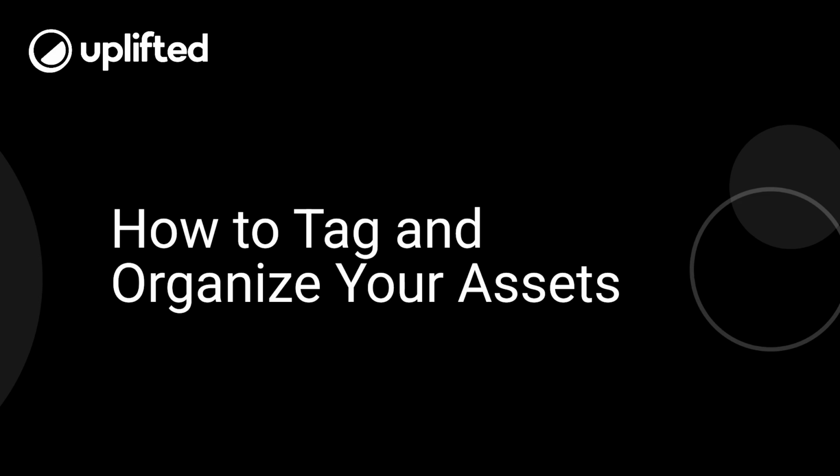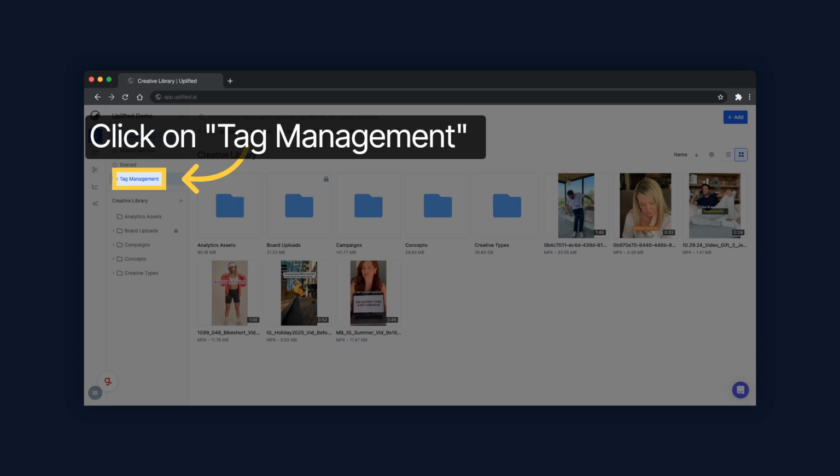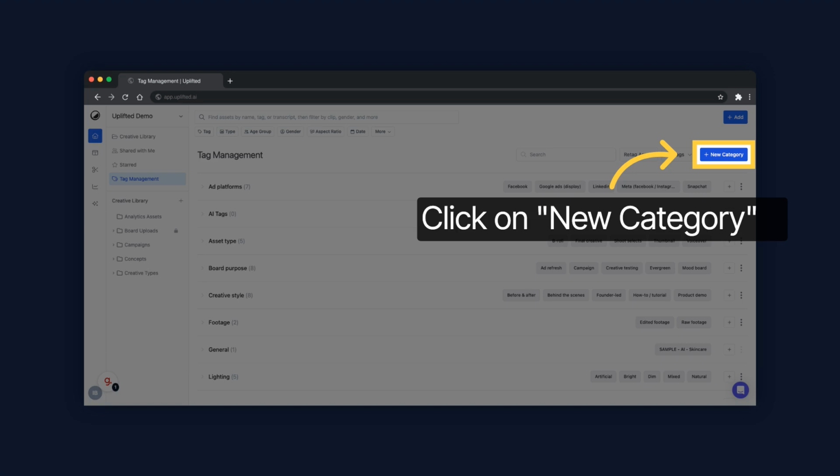How to tag and organize your assets within Uplifted. Click Tag Management to manage and organize tags in one place. Choose New Category to keep related tags organized in one group.